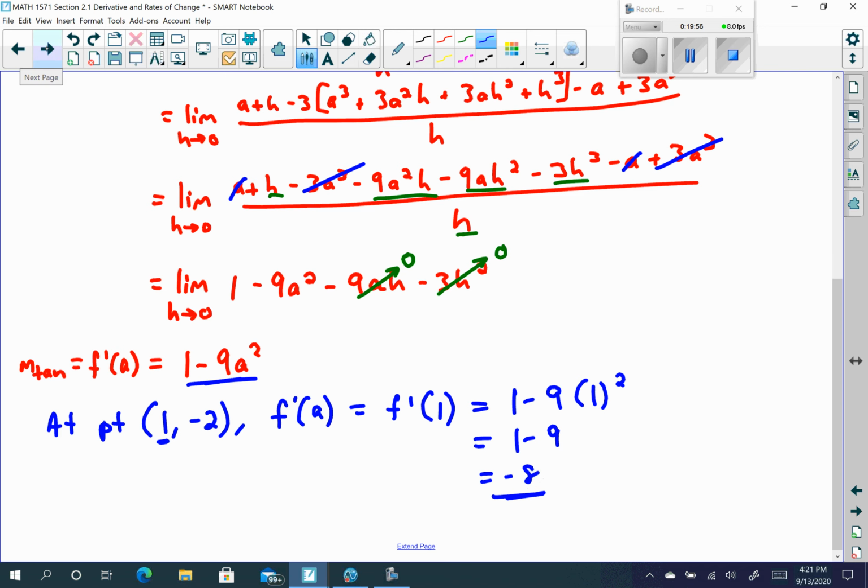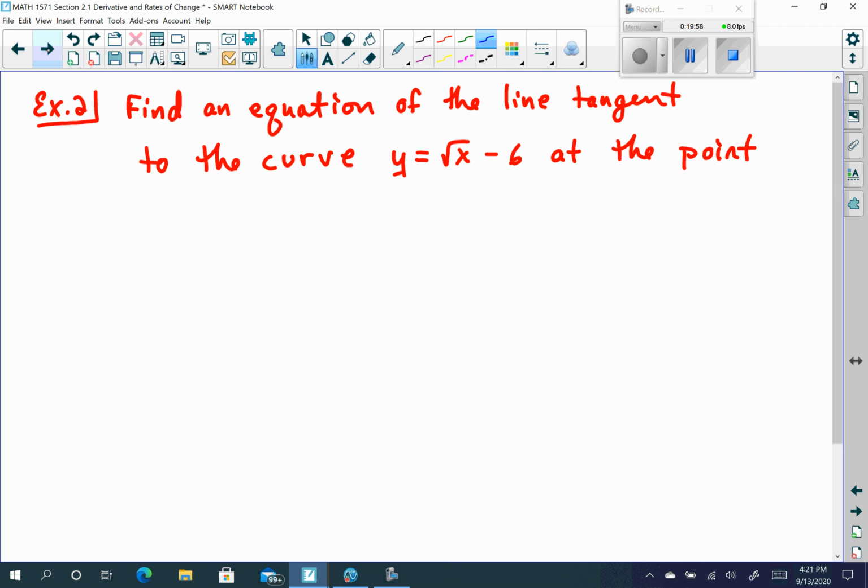Let's go ahead with another example. Here we want to find the equation of a line. So not only the slope of the tangent line, but the entire equation of the line tangent to the curve y equals radical x minus 6 at the point, let's say 4, negative 4.